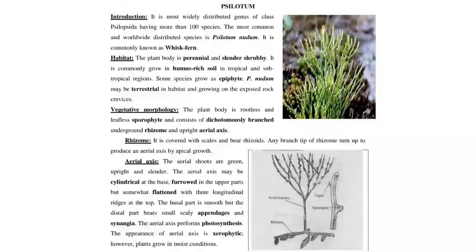Psilotum introduction. It is the most widely distributed genus of class Psilopsida, having more than 100 species. The most common and worldwide distributed species is Psilotum nudum. It is commonly known as whisk fern.